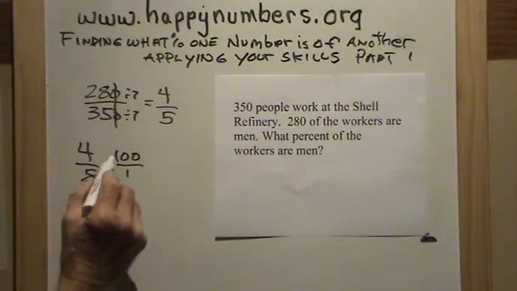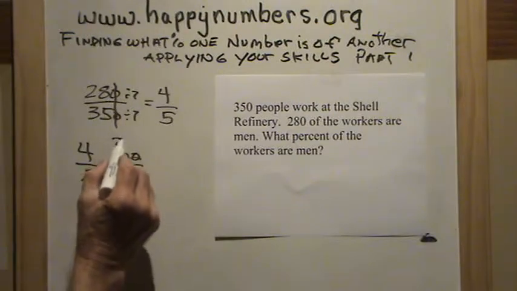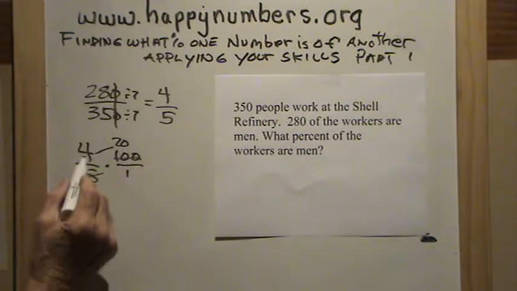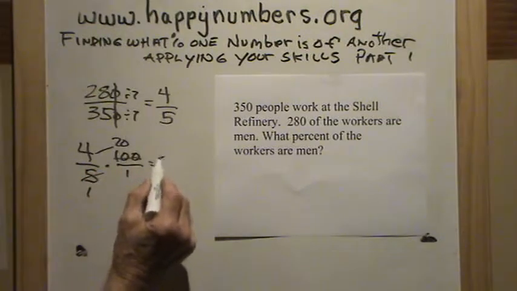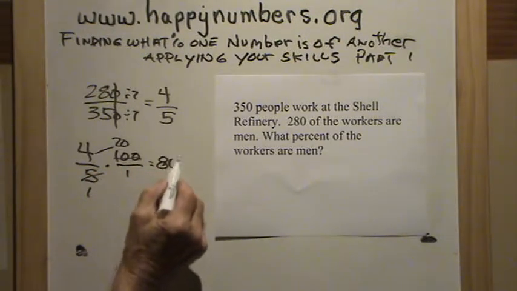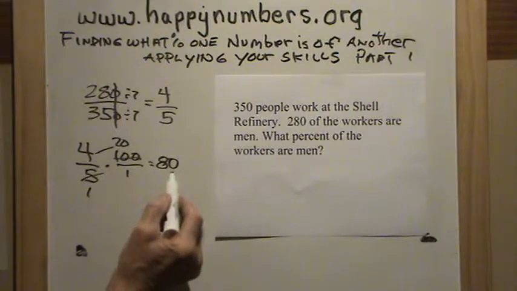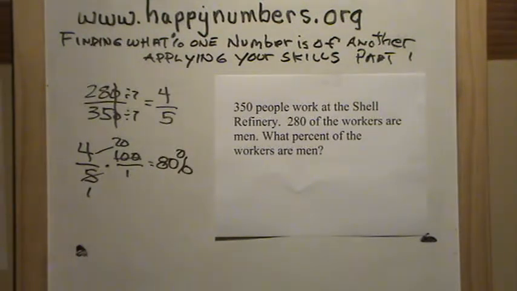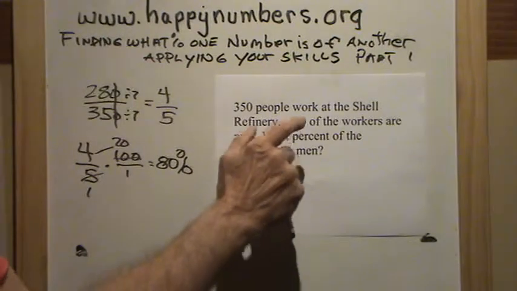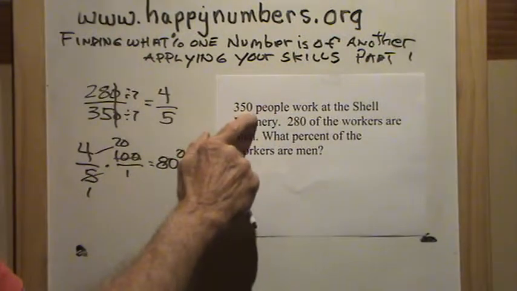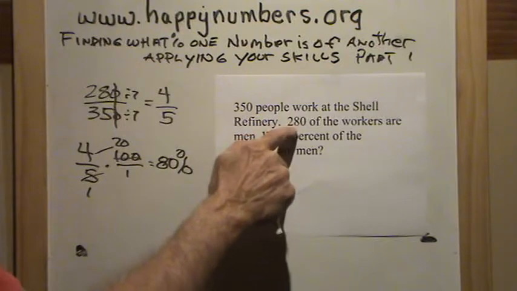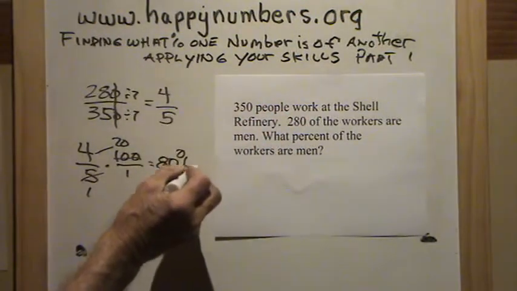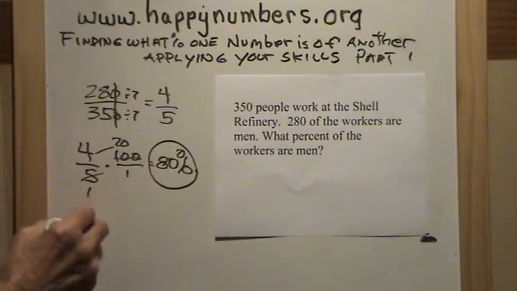5 goes into 5 1, 5 goes into 100 20 times. I multiply. 4 times 20 is 80. 1 times 1 is 1, so it's just 80. And since it's percent, put the percent sign. So there are 350 employees at the Shell refinery. 280 of them are men, or 80% of the people that work at the Shell refinery are men.